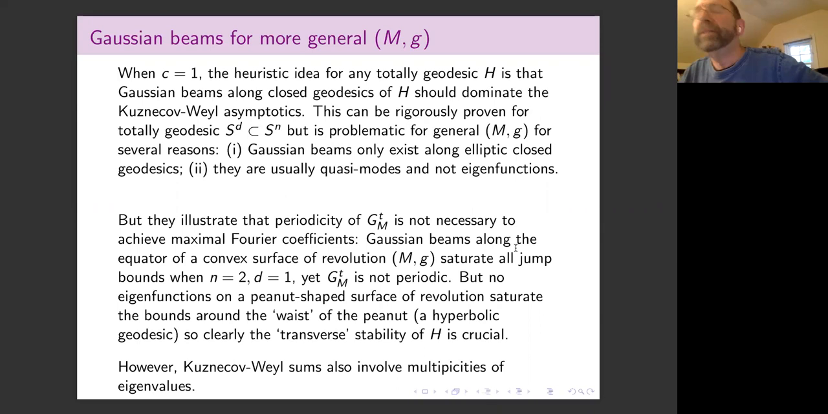On the other hand, if the surface of revolution is like a peanut and H is the equator, which is a hyperbolic geodesic, you do not have a Gaussian beam on a hyperbolic geodesic, and you do not saturate the remainder term. You get a log lambda. It does not saturate it, which shows you that there's something subtler than just periodicities of geodesic flows going on. You need to understand the hyperbolicity of the submanifold H, what kind of Jacobi fields you have along geodesics of H.